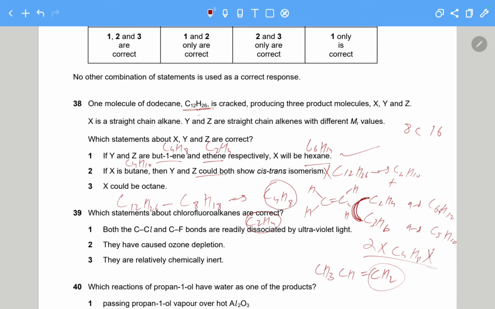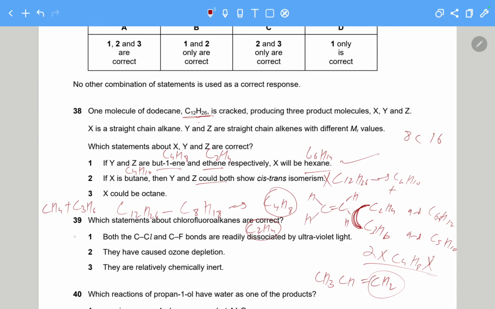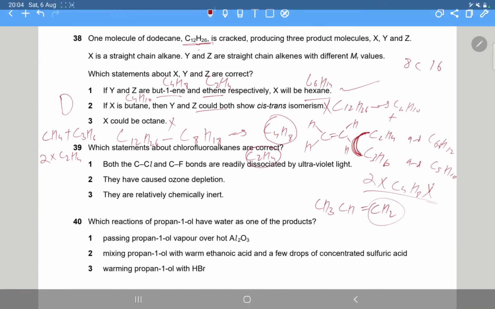And we cannot have two of the same products. First of all, we can't have CH4 plus C3H6. This doesn't work at all. CH4 is not an alkene, and the hydrogens don't add up. So the only option is 2 times C2H4, and this is not possible because Y and Z have to be different. So this is wrong. Correct answer is D, because 1 is the only correct option.